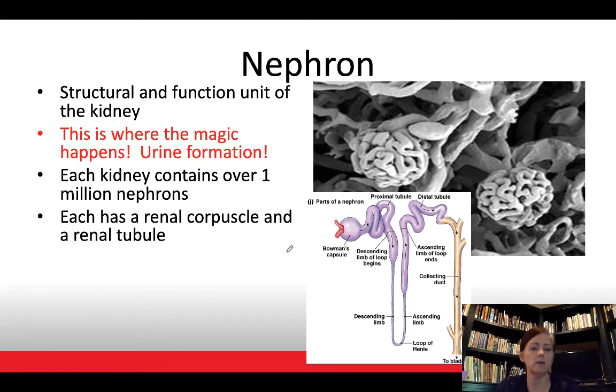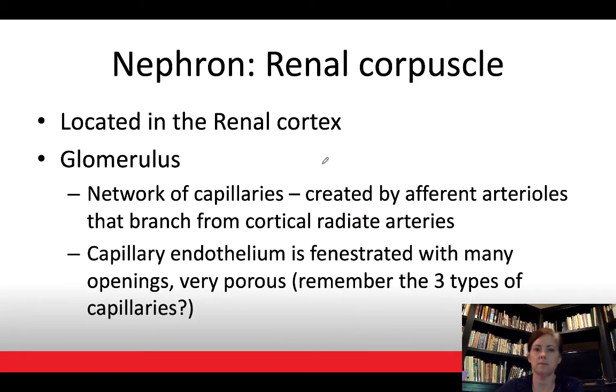So let's dive into a little bit more of the microscopic anatomy. We were talking big picture. Now let's look at some of these smaller structures. Kidneys contain nephrons, and each kidney contains over 1 million nephrons. This is the microscopic structural and functional unit of the kidney. This is where the magic happens, because this is the structure that allows for the formation of urine. Each nephron consists of a renal corpuscle and a renal tubule. When we combine these two structures together, it creates a nephron for us. So we'll talk about that.